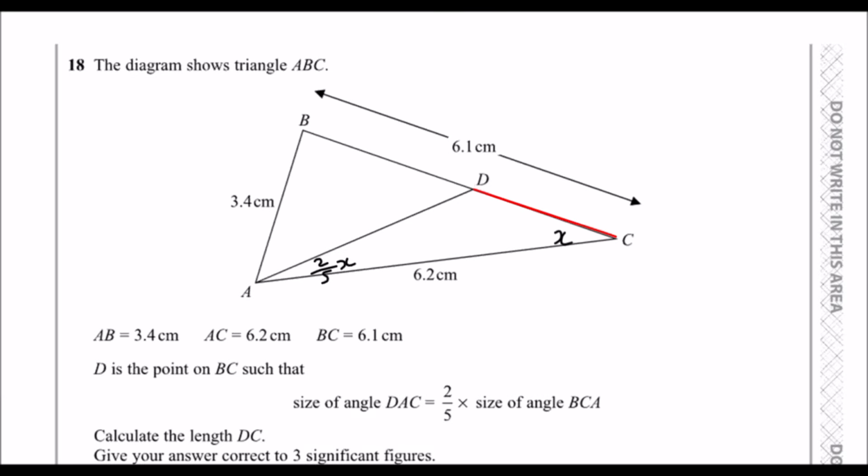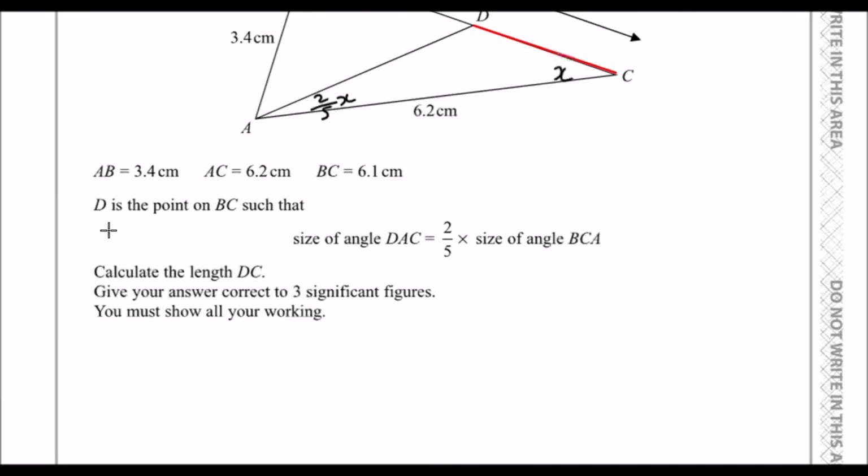So we can use the cosine rule for the big triangle ABC to find this angle X, and then we'll also know 2/5 of X and all 3 angles in this second triangle ACD, and then we could use the sine rule to find this length. So let's firstly use the cosine rule to find X.